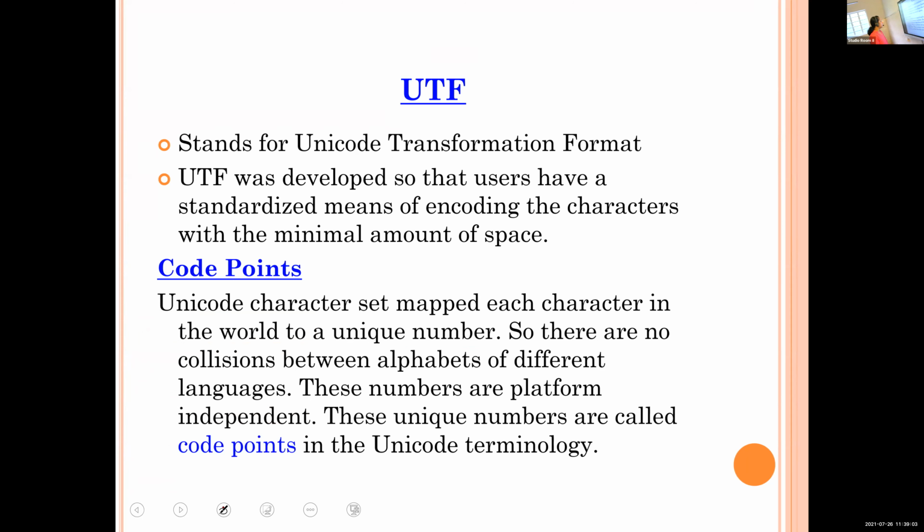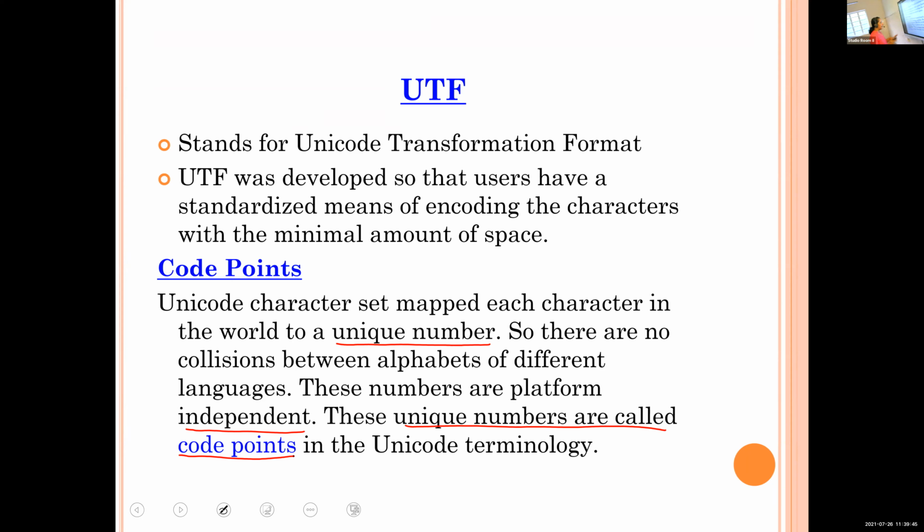To avoid the collision between the alphabets of different languages, we are using a unique number for each character. These numbers are platform independent. Platform independent means in any system we can use this unique number. Dependent would mean it depends on the platform, but here it is independent, so on any platform we can use this unique number. These unique numbers are called code points.